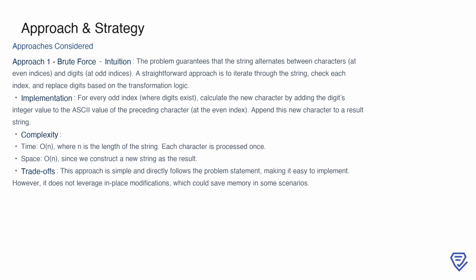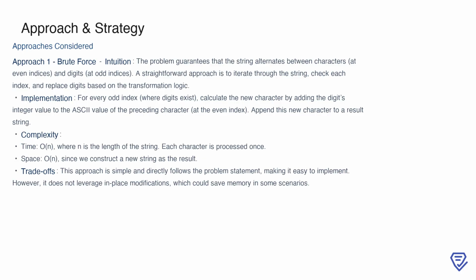To tackle this problem, we considered multiple approaches, starting with the brute force method. The intuition here is straightforward. Since the string alternates between letters at even indices and digits at odd indices, we can iterate through the string, identify the digits, and replace them based on the problem's transformation logic. Specifically, for each digit at an odd index, we calculate the new character by adding the digit's integer value to the ASCII value of the preceding character, which is guaranteed to be a letter. This new character is then appended to a separate result string.